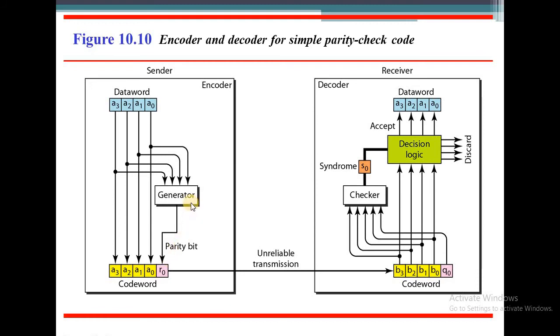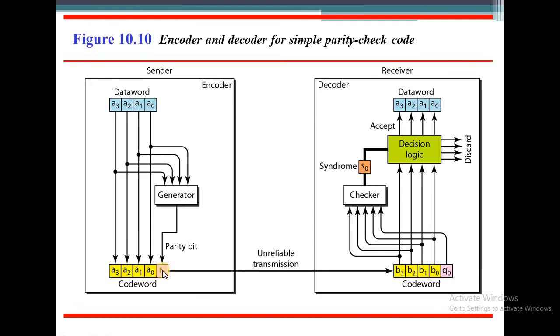And this generator is going to check for the number of zeros and ones in that particular data word, and based on that it's going to give the parity bit, that is the redundant bit, as 0 or 1, and it will be attached along with the data word based on an odd number of zeros and an even number of ones, and that bit is considered as R0.